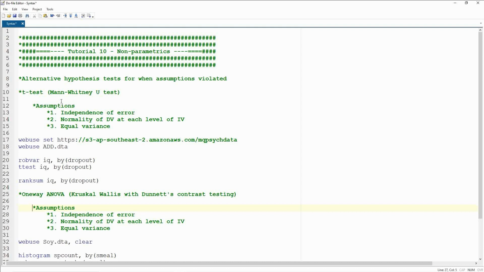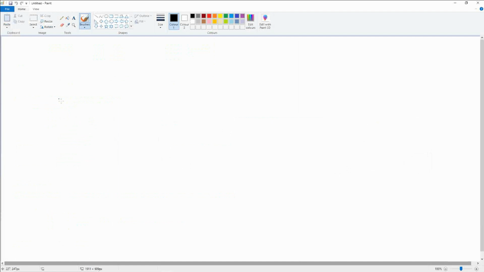So up until this point in the course, everything we've done can be labeled a type of parametric analysis, or an analysis that uses the mean with the standard deviation. But there are many circumstances where it doesn't make sense to use the mean.